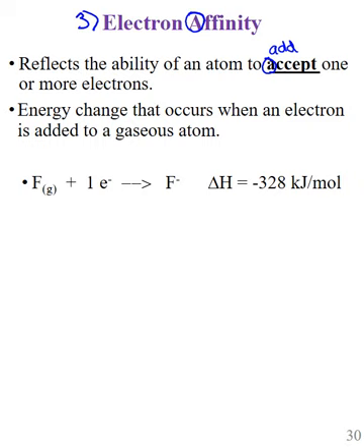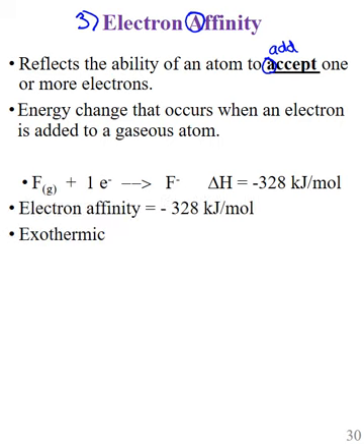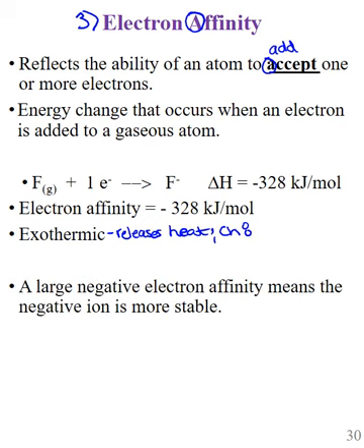It turns into F-. When it turns into F-, the energy change, which is known as delta H, is negative 328 kilojoules per mole. This is an exothermic process. This means it releases heat. We will talk about this in Chapter 8. So a large negative electron affinity means the negative ion is more stable.